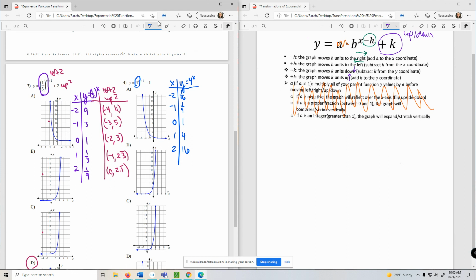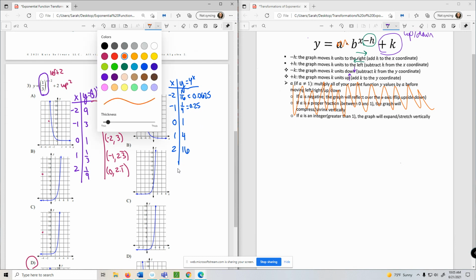And if you like those better as decimals, 1/4 is 0.25. 1/16 is a very small decimal, 0.0625. If that helps you, you can do them in decimal form too.